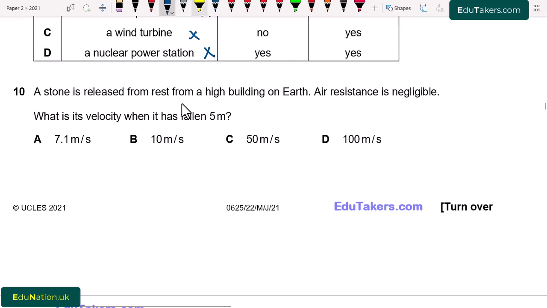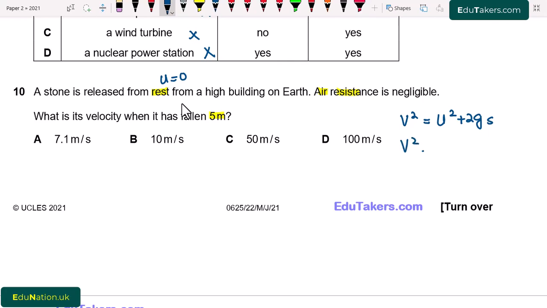Question number 10. A stone is released from rest from a high building on earth. Air resistance is negligible. What is the velocity when it has fallen 5 meters? So here, first of all, it is at rest, means that its initial velocity is equal to 0. And we have to find out the final velocity when it has fallen 5 meters. So first of all, here we use the equation of motion. I write here v square is equal to u square plus 2gs.